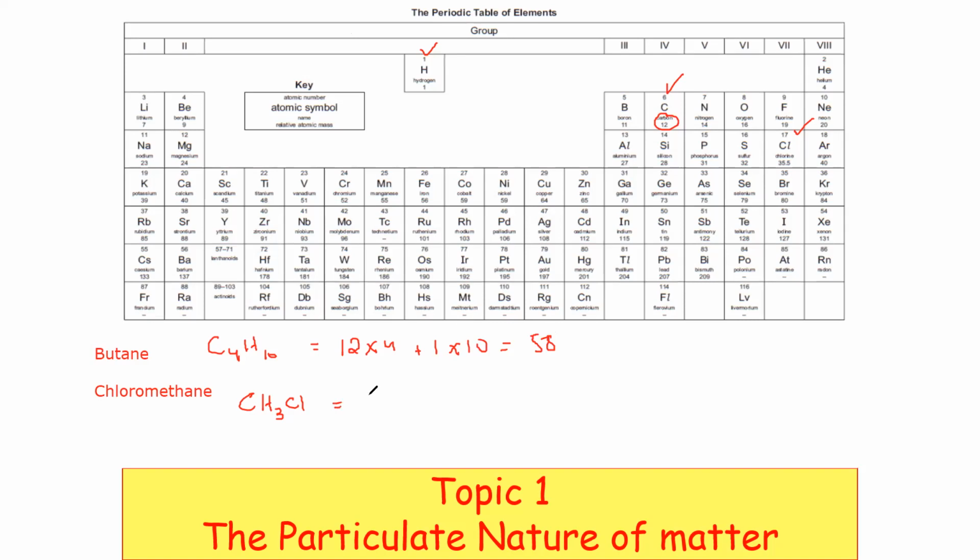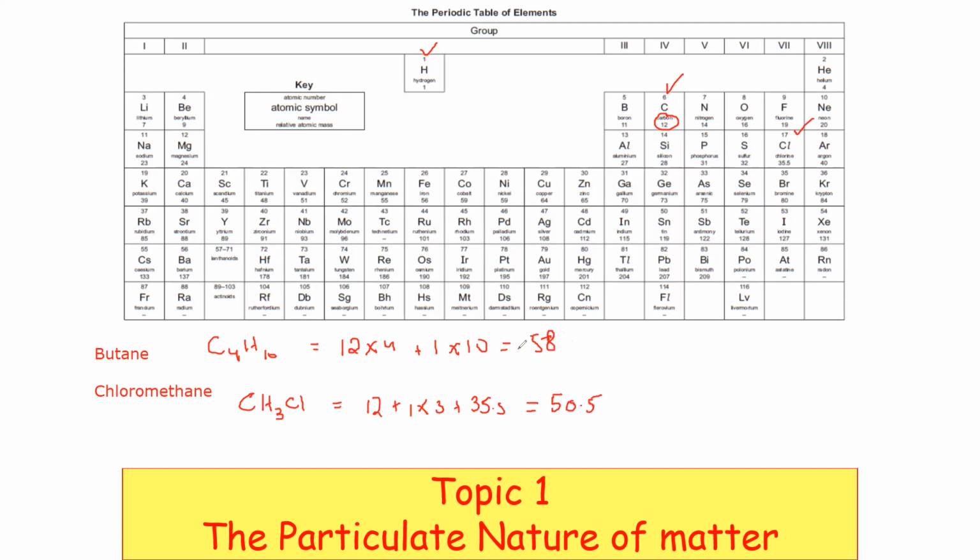and here carbon is 12, plus hydrogen is 1 multiplied by 3, plus chlorine is 35.5. Not multiplied by 2 because only one chlorine is there. So this will be 15 plus 35.5. That's equal to 50.5.